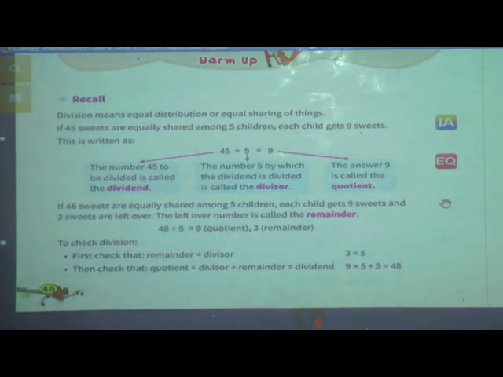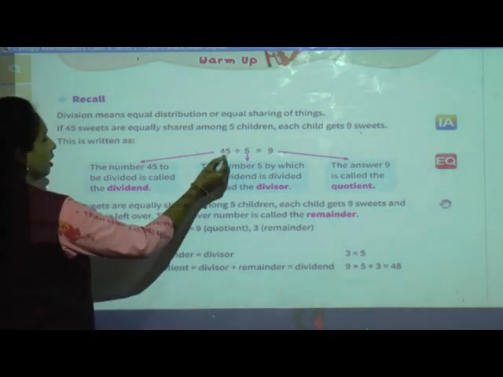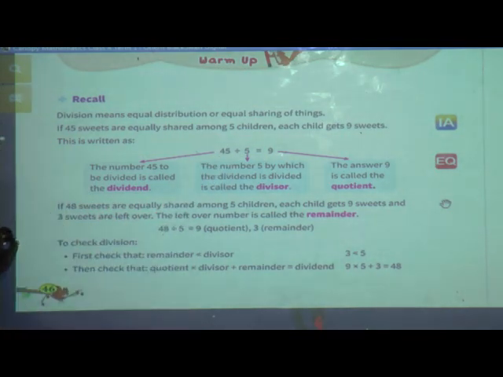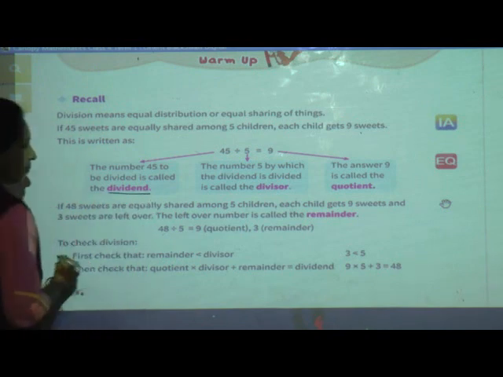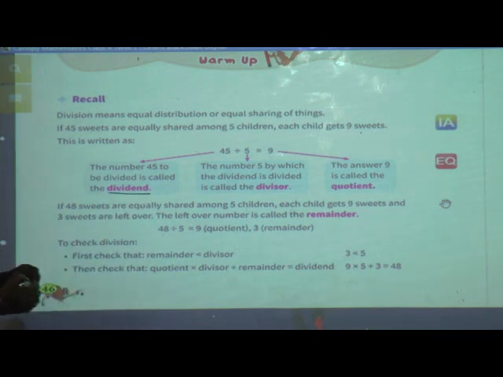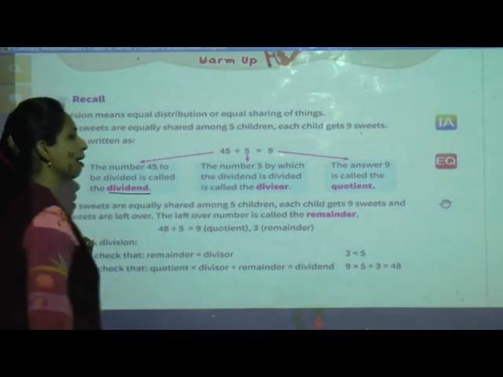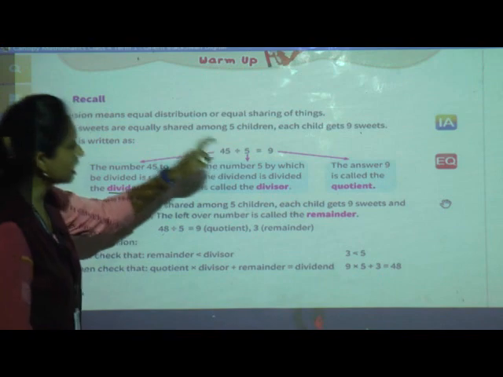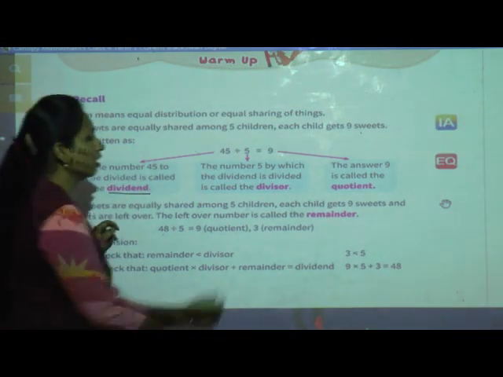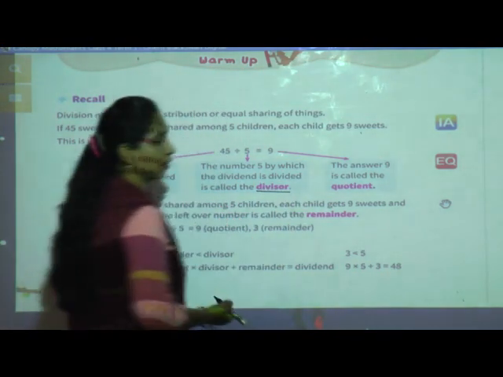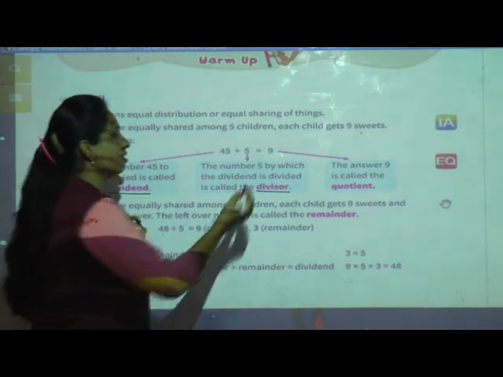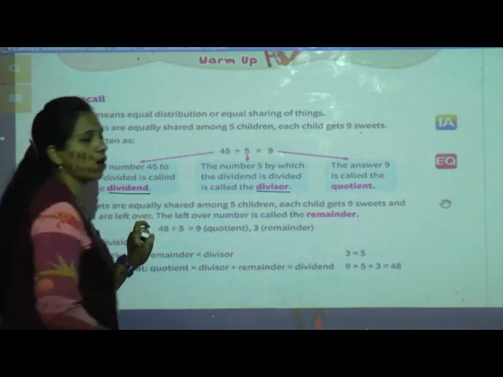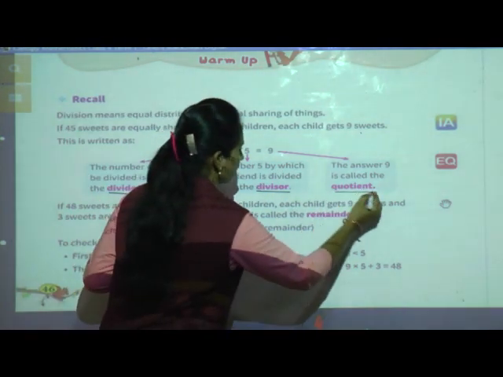Okay, so in this case the number 45 to be divided is called the dividend. Keep in mind, you have studied this already. The number 5 by which the dividend is divided is called the divisor. And the answer 9 is called the quotient.